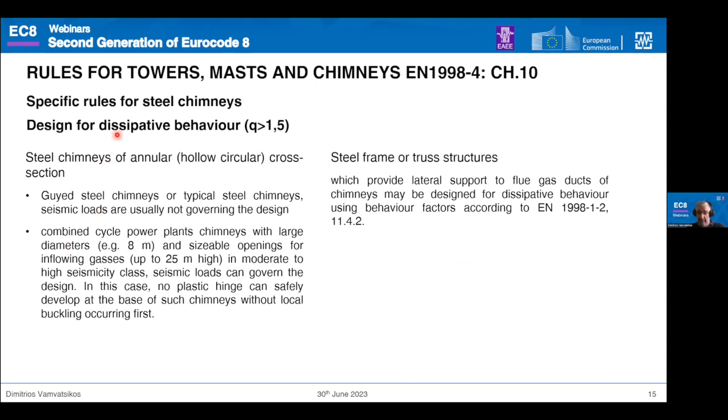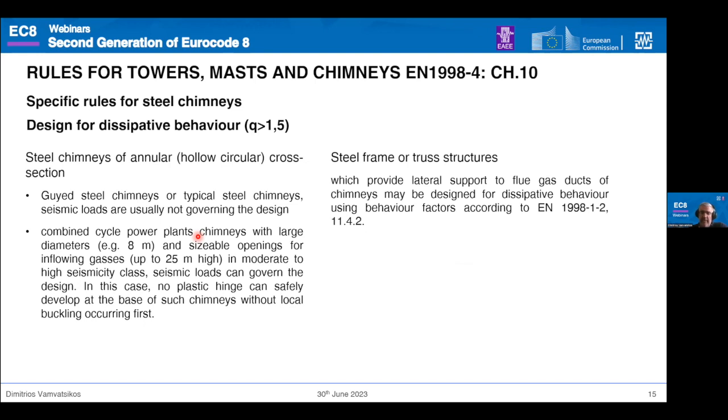Again, for steel chimneys now, with hollow circular cross-section, dissipative behavior. If you're looking at guyed steel chimneys or very typical steel chimneys, because they're quite light, seismic loads are usually not governing the design. There are cases, for example, combined cycle power plant chimneys with very large diameter, like 8 meters, or very sizable openings. We're talking about 25-meter high openings in some cases.